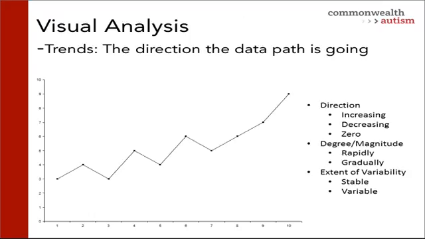The next thing we look at when we analyze our graphs is the trend, the direction the data path is going. So we like to talk about trend in terms of direction. It's either increasing, it's decreasing, or there's zero trend. We talk about the degree or the magnitude. It's happening rapidly or it's happening gradually. And we talk about the extent of variability. Is it stable or is it variable?